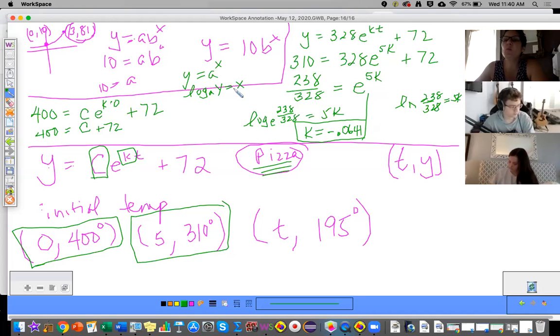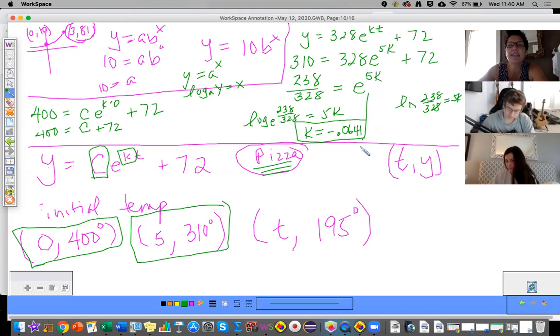What is the coldest temperature the pizza will ever get? 72. 72 degrees, because that's the temperature of the room, right? Isn't that cool? All right, by the way, this is all calculus cool stuff. Mama Shaw is so happy to be showing you guys this. We actually derived these equations in calculus. I just gave them to you because we're in algebra 2.